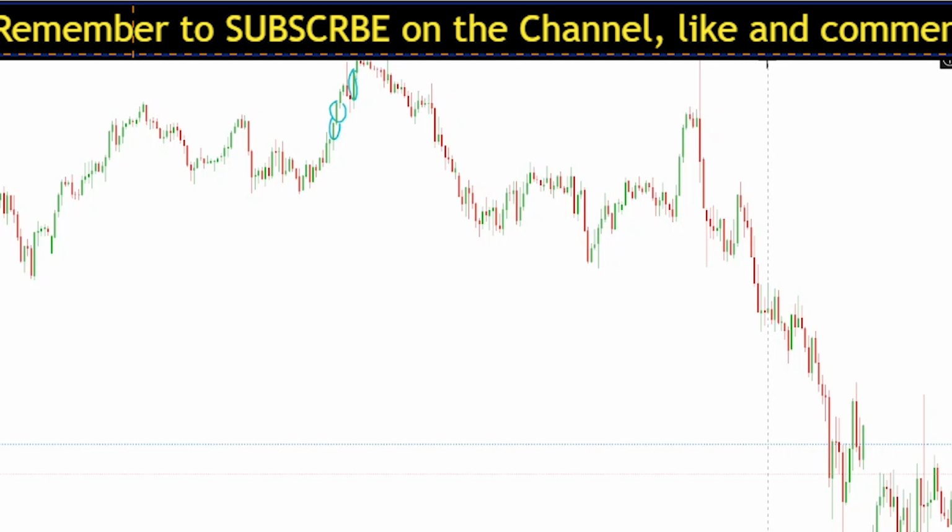The information you get from the candlestick will take you to the level where it will be easy for you to enter the market and be consistent in making money from the market.